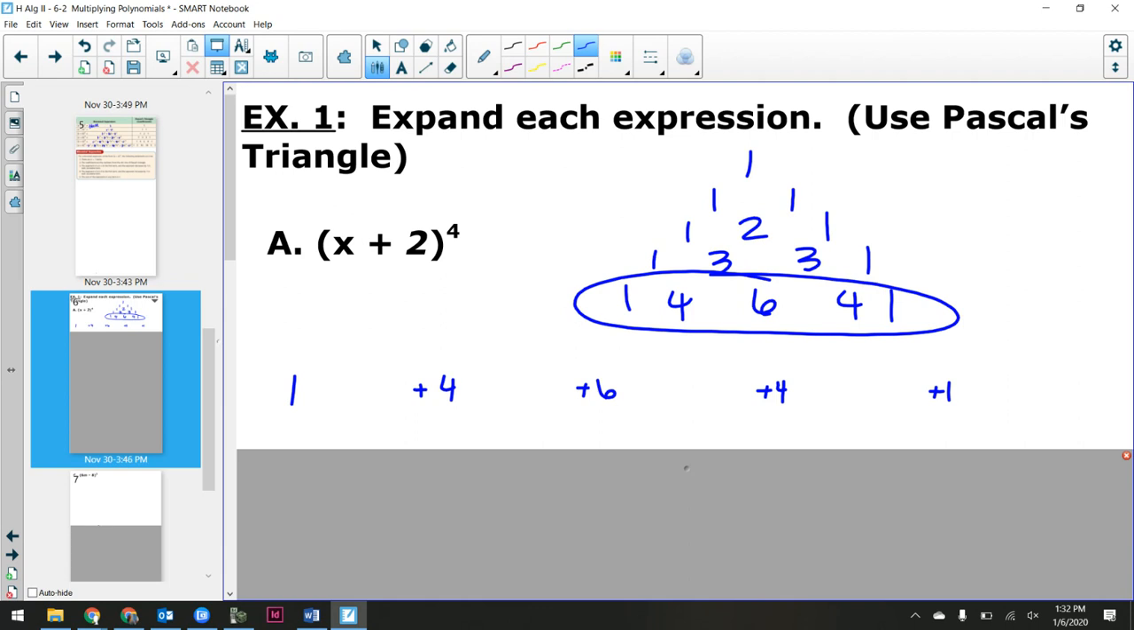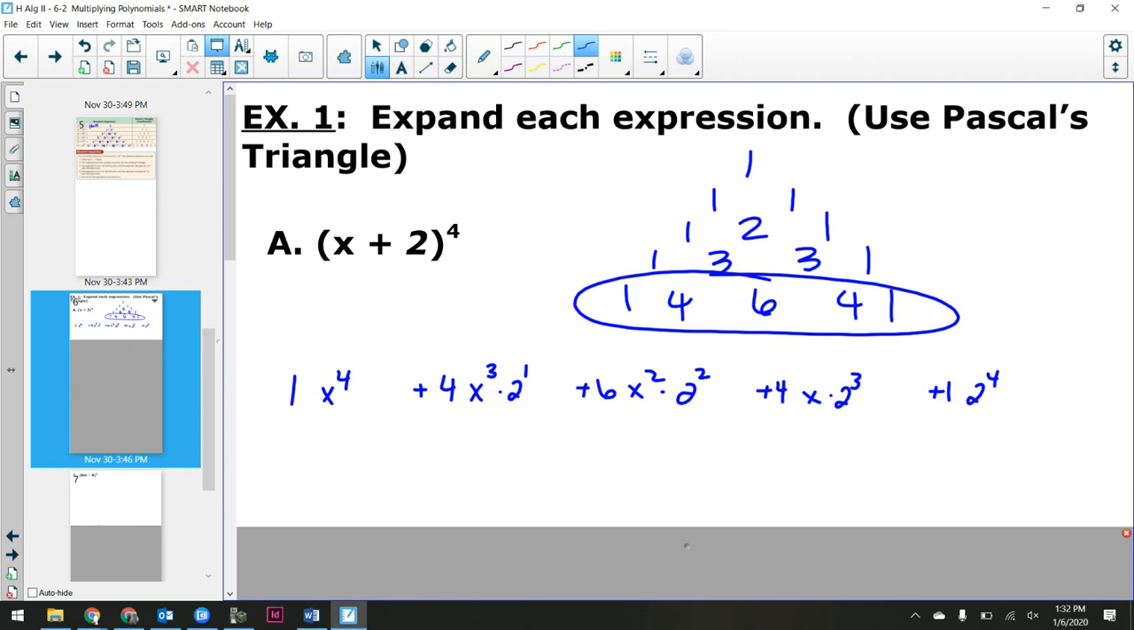My first term is x, raise it to the highest power, then decrease. My second term is 2. It's not a letter this time, it's just a number. Bring it to the highest power at the end, decrease going forward. And then it's not in the first term. And now we just evaluate that.